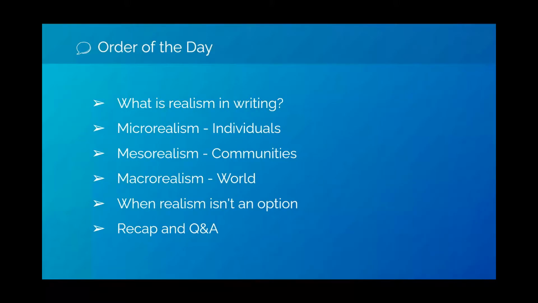For the types of realism, there are really three that we're going to be tackling. Microrealism is at the individual level, interactions between the player and NPCs. Mesorealism is the community level, the interaction between the player and groups of NPCs or communities in general, factions maybe. And then macrorealism is the entire world space.